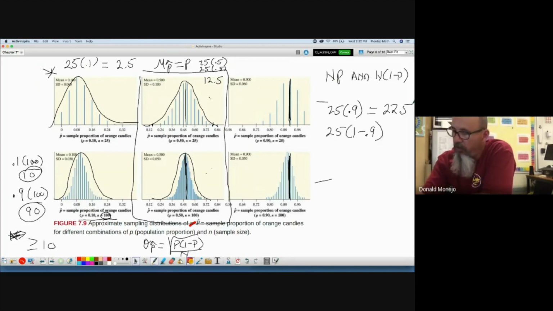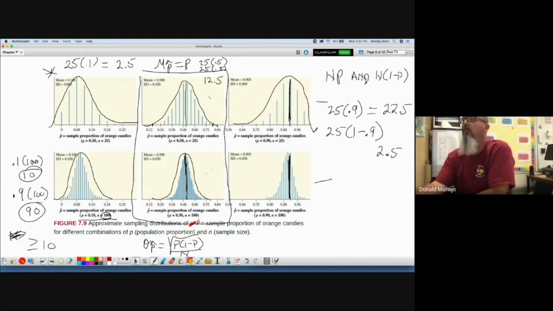But remember, the rule says and, meaning they both must be. So 25 times 0.1 is 2.5. 2.5 is not greater than 10. Therefore, the distribution's not going to be normal because it didn't meet the rule of thumb that n times p and n times 1 minus p both must be greater than or equal to 10.